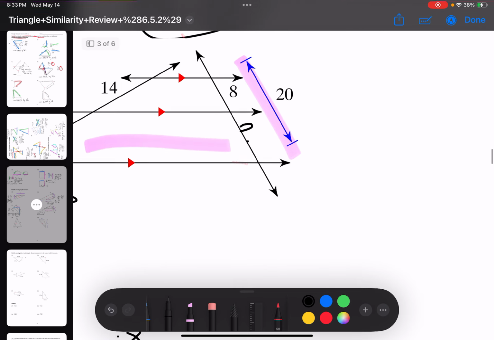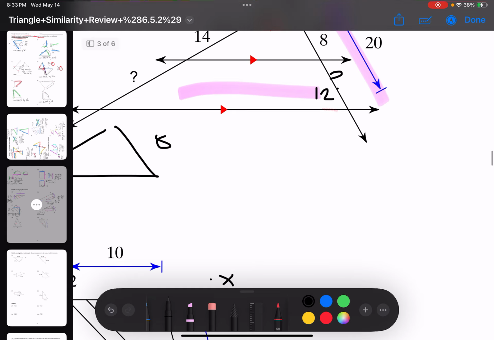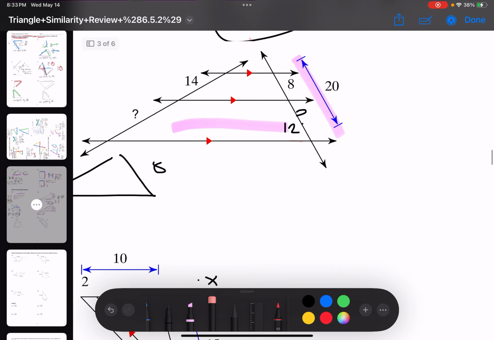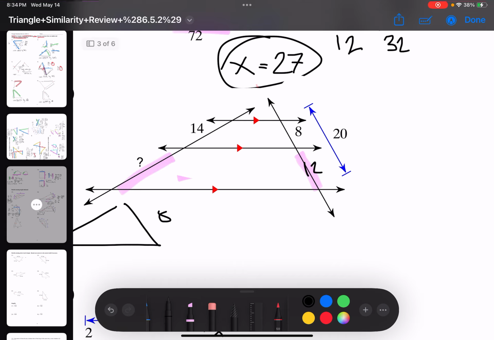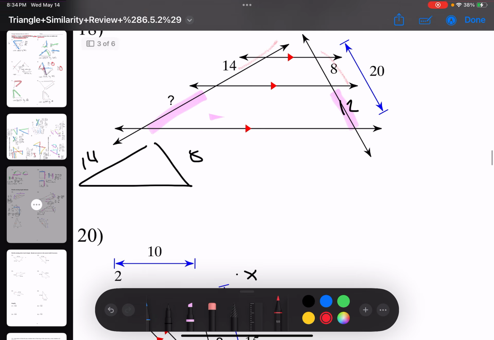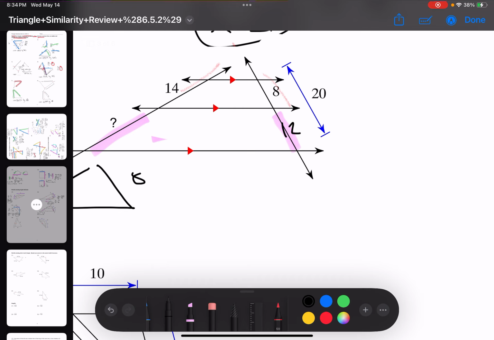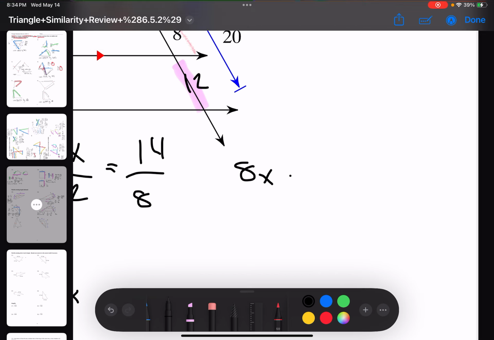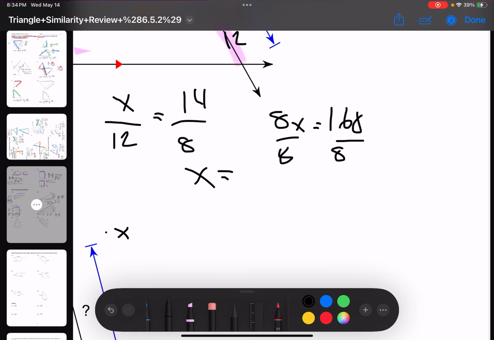So what we're going to do is 20 minus 8, which is equal to 12, and then we can finally finish the equation. Hold on, Papa's freaking out again. So it'd be this one and this one, so 12, and then this one and this one. Anyways, so x over 12 is equal to 14 over 8, which you do your little mathy math. 8x is equal to 168, divided by 8, and that is equal to 21. So x would be 21.